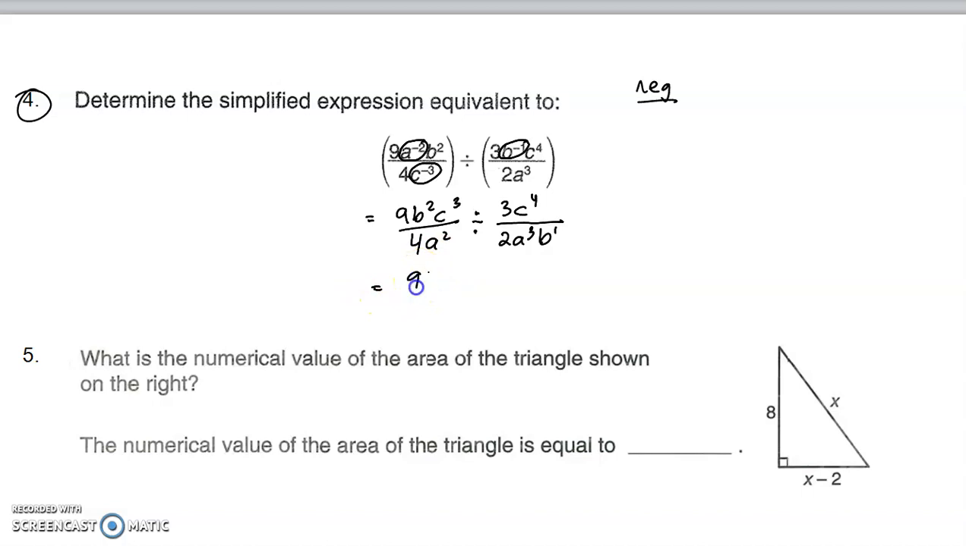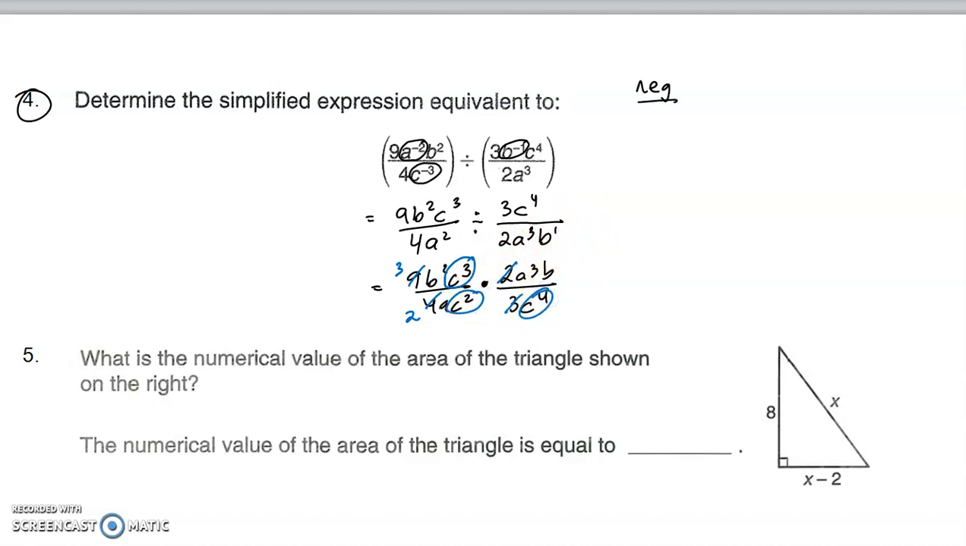And now I'm going to do the fliporama. 9b squared c cubed over 4a squared times 2a cubed b over 3c to the 4. Now for the cancellation, be careful about this. You don't want to be too messy, but you also don't want to leave anything behind. So that 3 is going to be left on the top. And when you cancel the 4 and the 2, you're going to be left with a 2 on the bottom. Now those were divisions. When it comes to the exponents here, we subtract. So I got c to the 3 on top and c to the 6 on the bottom.